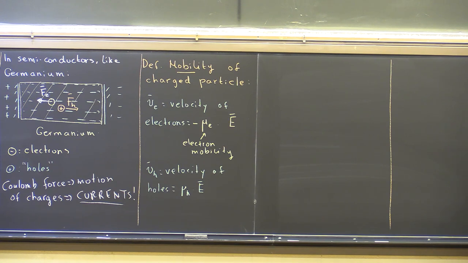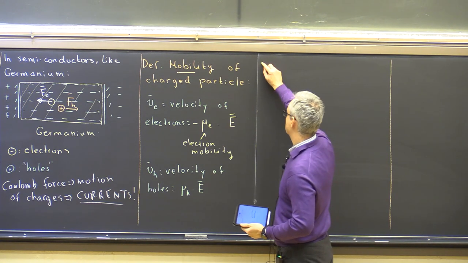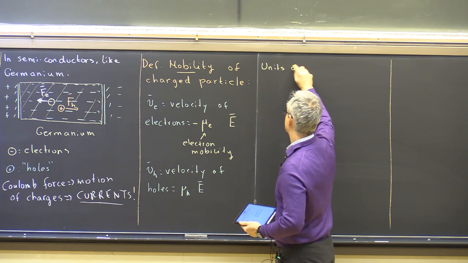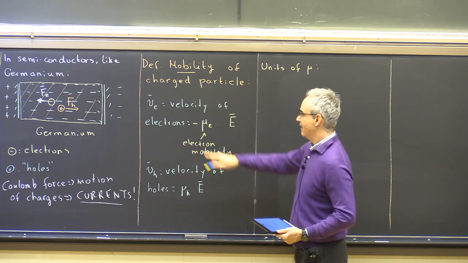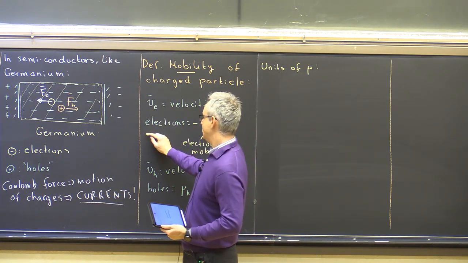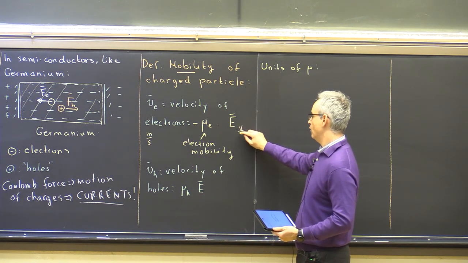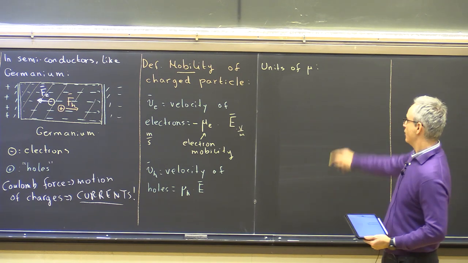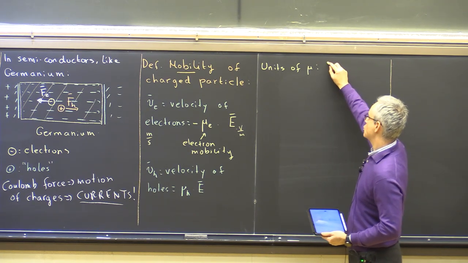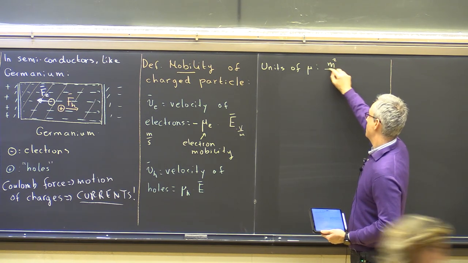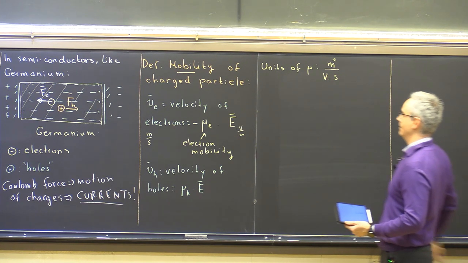And just to give you an idea, first of all, the units of mobility, you can find them from here. Velocity is given in meters per second, the electric field in volts per meter. So therefore the units will be meter squared by volt seconds.